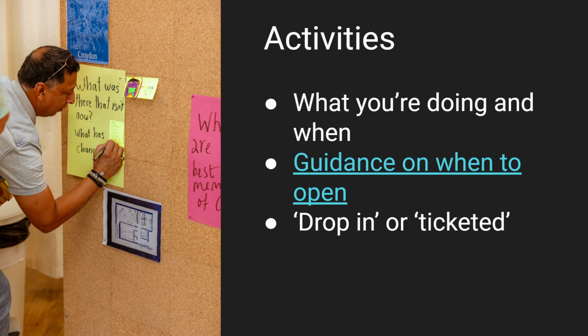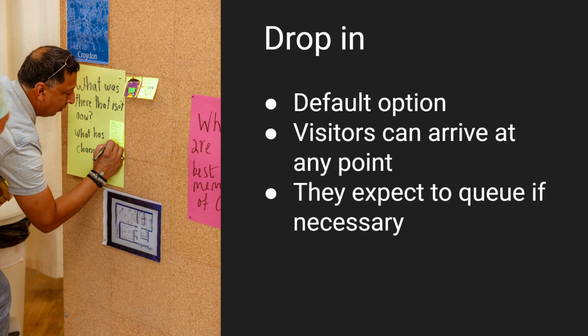The other key thing to think about here is what type of activity you want to be doing. Drop-in or ticketed. Those are the two types. Okay, so I'll talk about drop-in first. This is the default option for open days and events. This option means that visitors can arrive at any point. So say I'm opening my home, and I'm happy for people to arrive any time between say 10 a.m. and 4 p.m. Then I'd set it as a drop-in and set that start and end time.